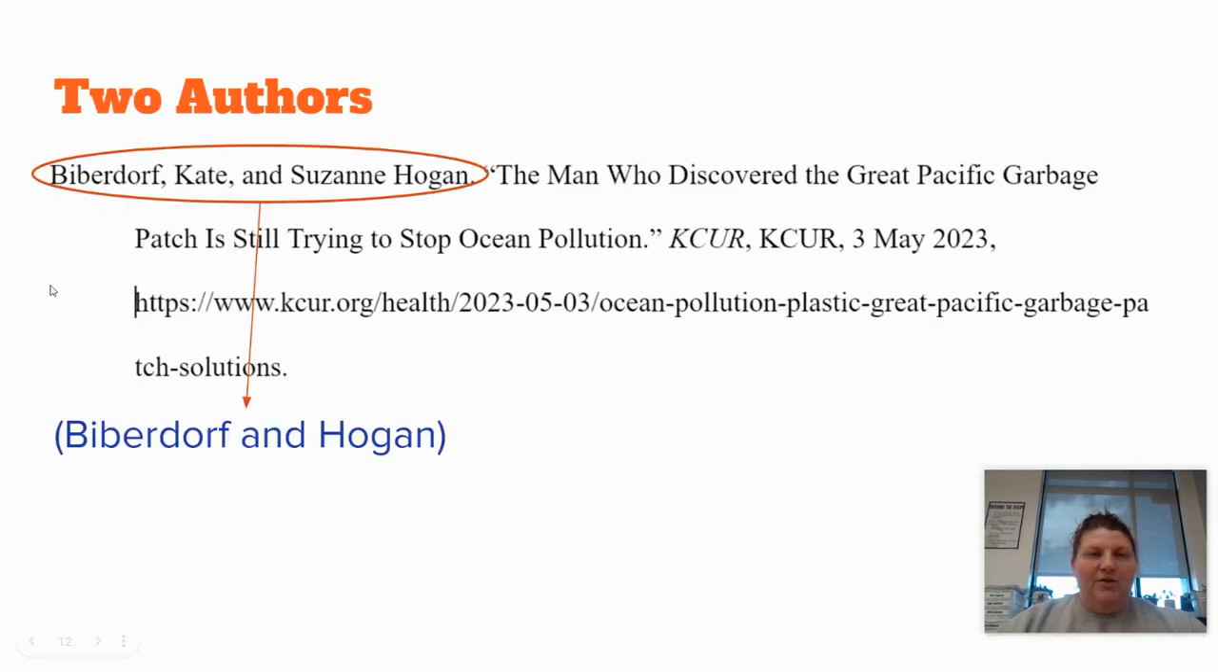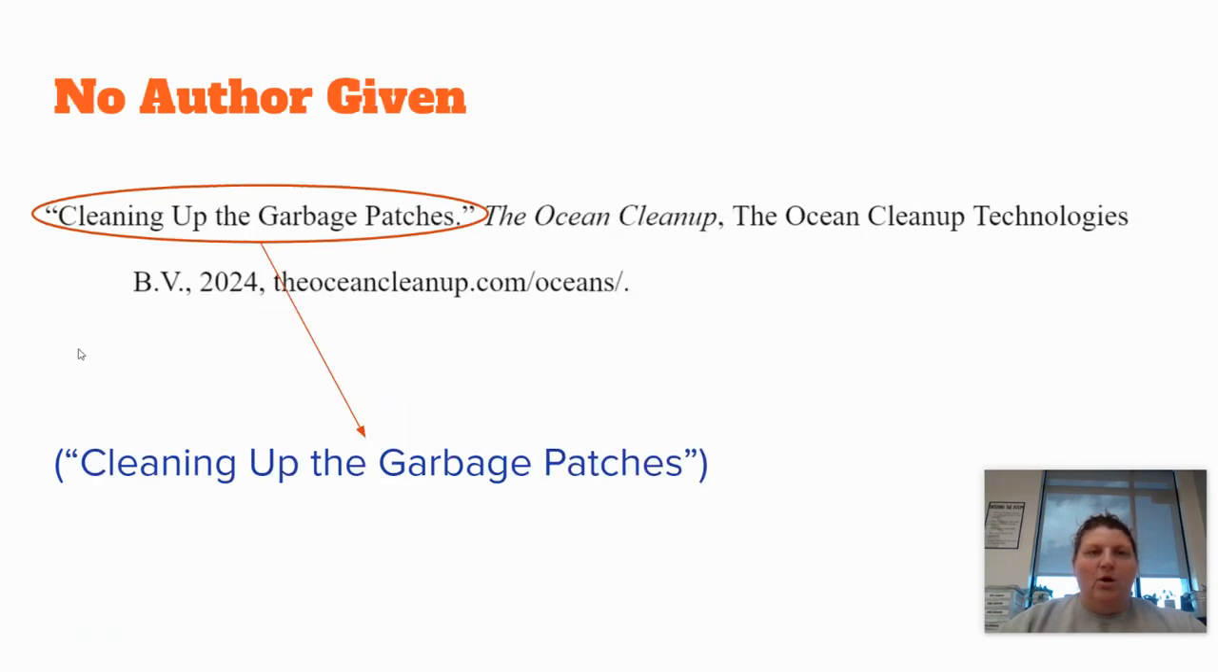If there are two authors, on the annotated bibliography, we have the first author, last name, comma, first name, and then first name, last name of the second author. You will just include the last names in the parenthetical citation. If no author is given, you will use whatever information comes first in the annotated bibliography entry.